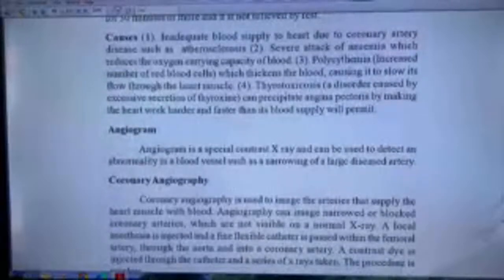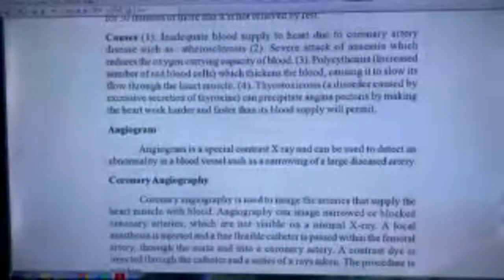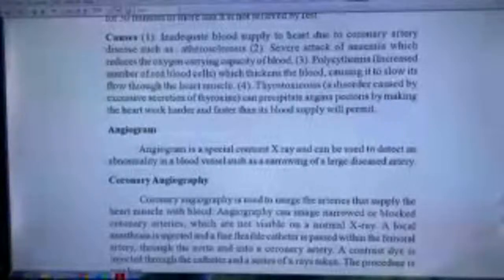Causes. Inadequate blood supply to the heart due to coronary artery disease such as atherosclerosis, or a severe attack. Polycythemia, an increased number of red blood cells, thickens the blood, causing it to slow its flow through the heart muscle. Thyrotoxicosis can precipitate angina pectoris by making the heart work harder and faster than its blood supply allows.